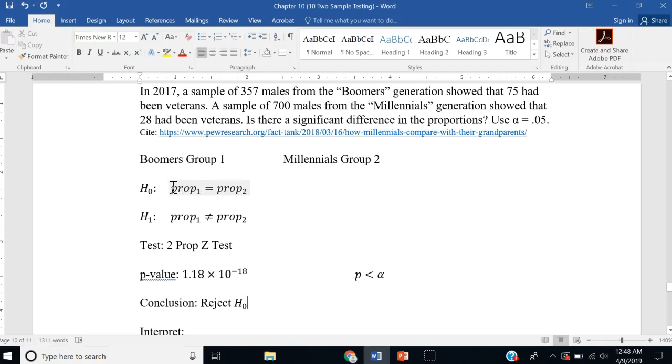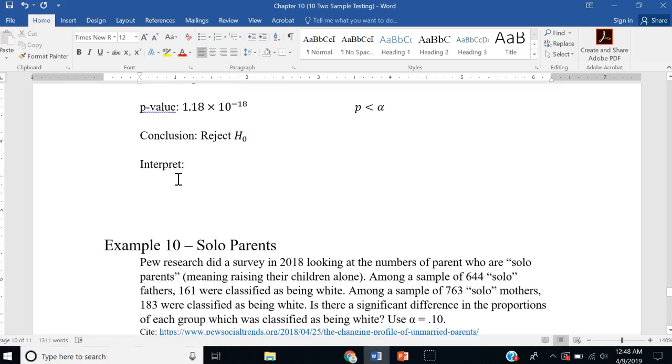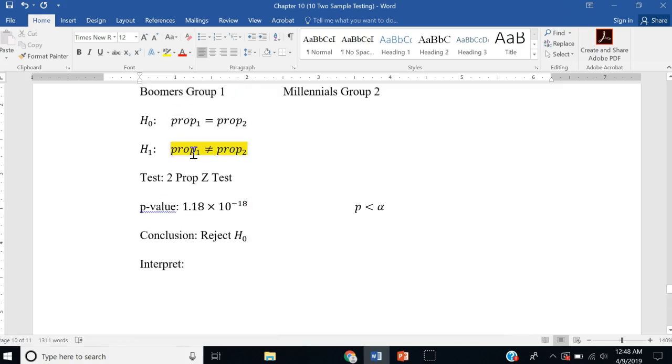If I reject H0, I say that can't happen. Therefore, the alternative hypothesis must be happening. Now, what does that mean? That means the proportion of boomers who were veterans is not equal to the proportion of millennials who are veterans.